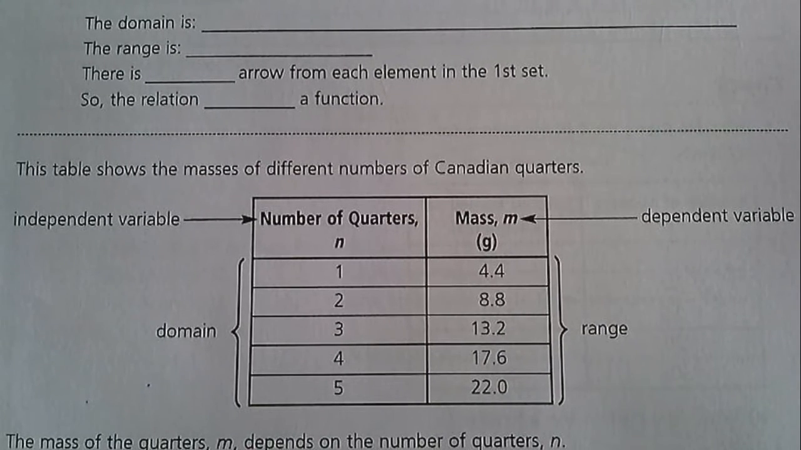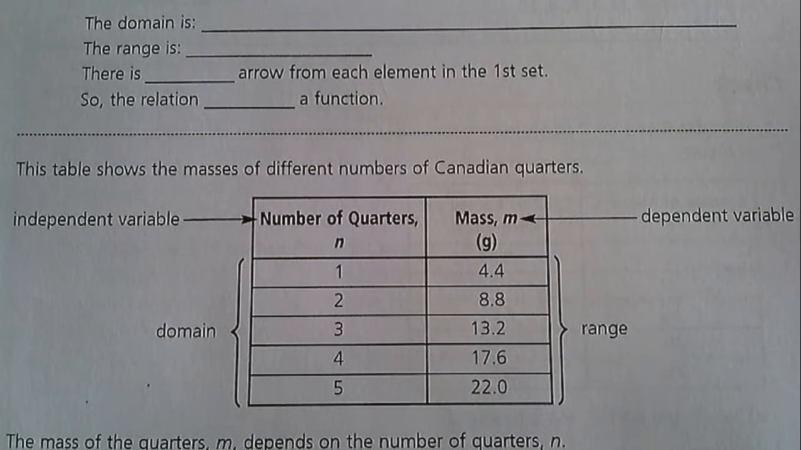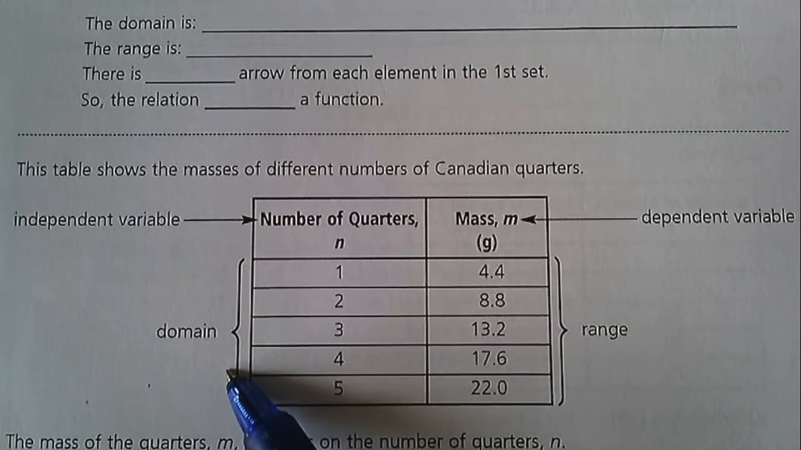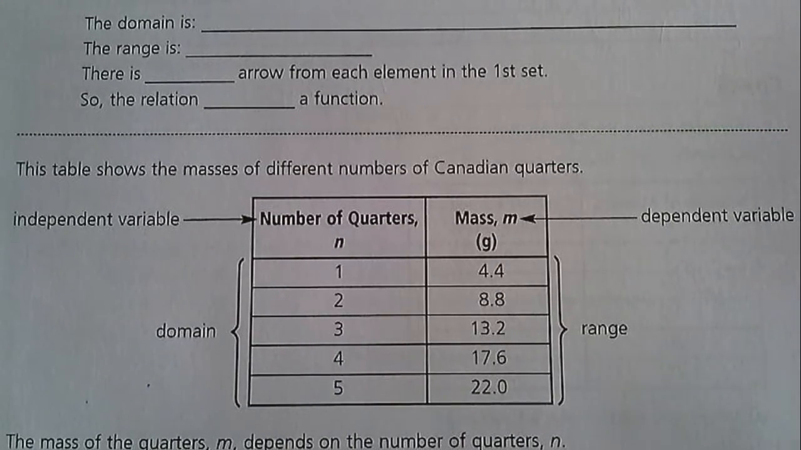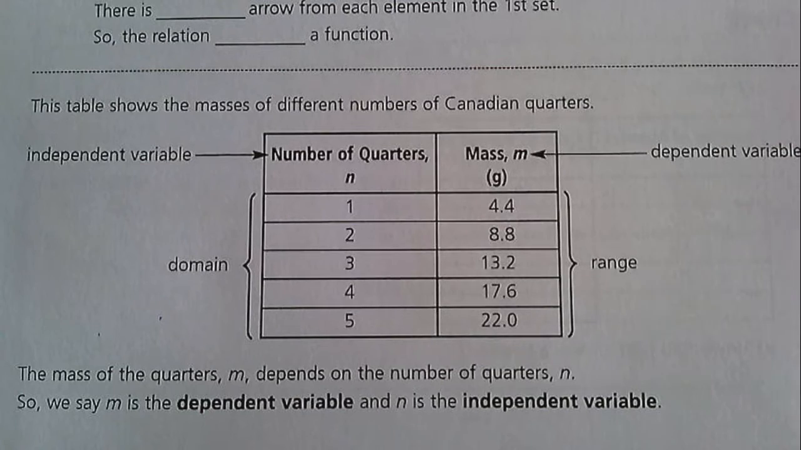So it says this table shows the masses of different numbers of Canadian quarters. So I'm given my number of quarters and my mass. So we know that again, the first set is my domain. So all of those numbers would be my domain. And the second set is my range. Now, if we look at this specific example, the mass of the quarters, or variable m, depends on the number of quarters, or variable n.